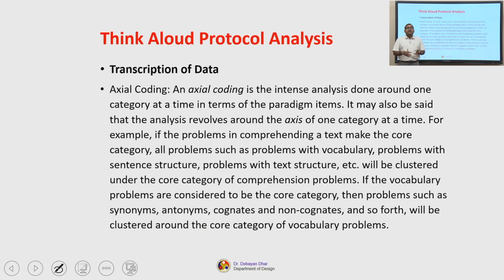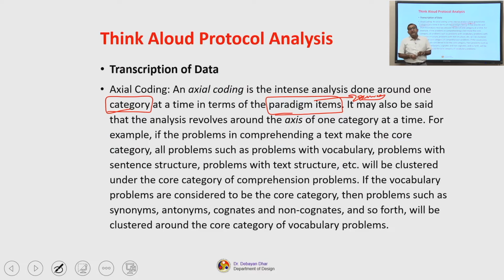The next level is axial coding. Axial coding is the intense analysis done around one category at a time. I would like you to draw your attention here. It is an intense analysis done around one category at a time in terms of the paradigm items, paradigms. So, the focus is on genres, right, different genres or paradigms. It may also be said that the analysis revolves around the axis of one category at a time.